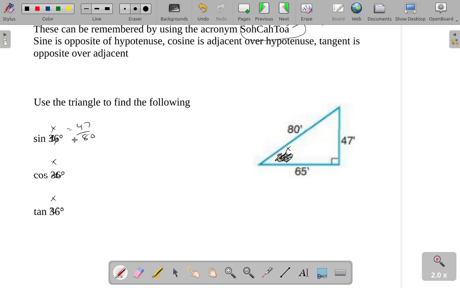If I wanted to find the cosine of this angle, it would be the adjacent divided by the hypotenuse. So I'm looking at sine is the opposite over hypotenuse, cosine is adjacent over hypotenuse. That's 65 divided by 80. And the tangent is the opposite over the adjacent. This is 47 over 65.